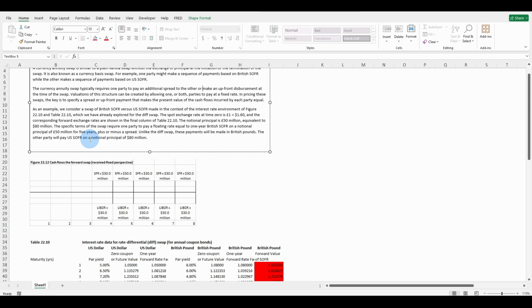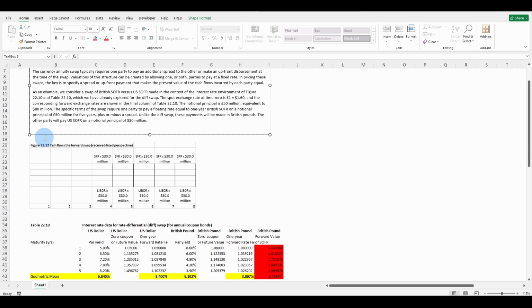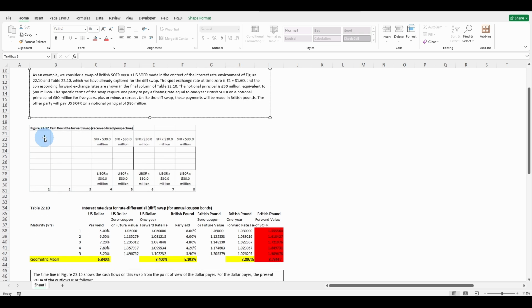The specific terms of the swap require one party to pay a floating rate equal to 1 year British SOFR on a notional principal of £50 million for 5 years, plus or minus a spread. Unlike the diff swap, these payments will be made in British pounds. The other party will pay US SOFR on a notional principal of $80 million.